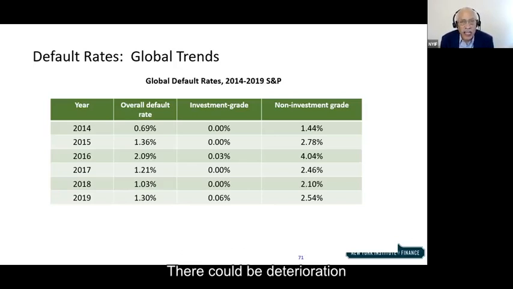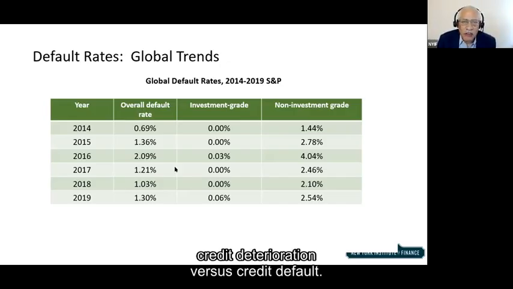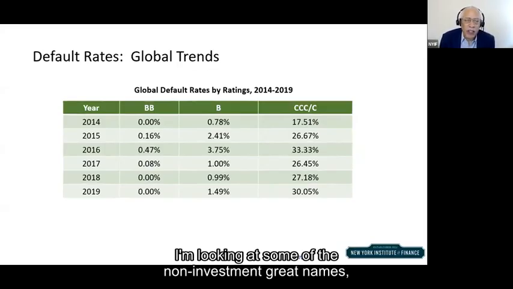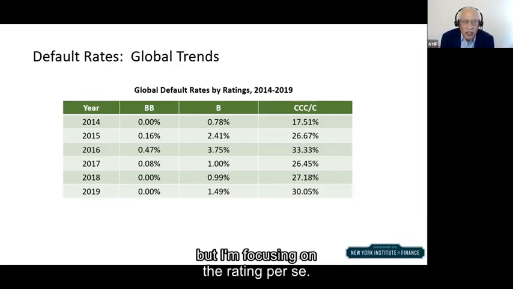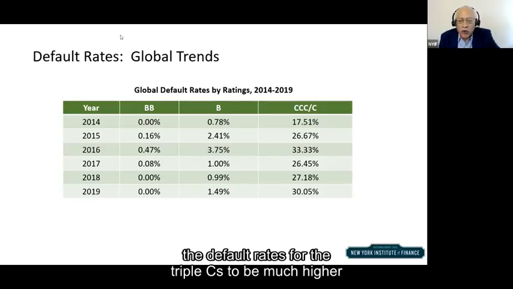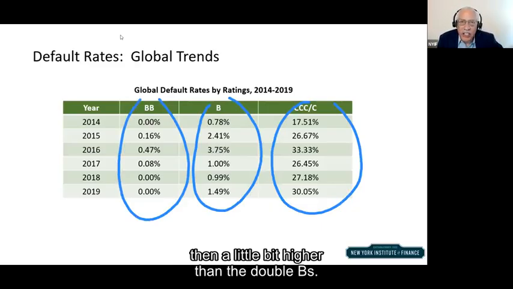There could be deterioration. An investment grade name can go from triple B to double B or single B and become non-investment grade, but it hasn't defaulted yet. And that goes back to when we revisit the concept of credit deterioration versus credit default. This is a little bit more specific. Now I'm looking at some of the non-investment grade names, and I'm focusing on the rating per se. And so I'm looking at trends, and I would expect, as you see here, the default rates for the triple C's to be much higher than the single B's, and then a little bit higher than the double B's.